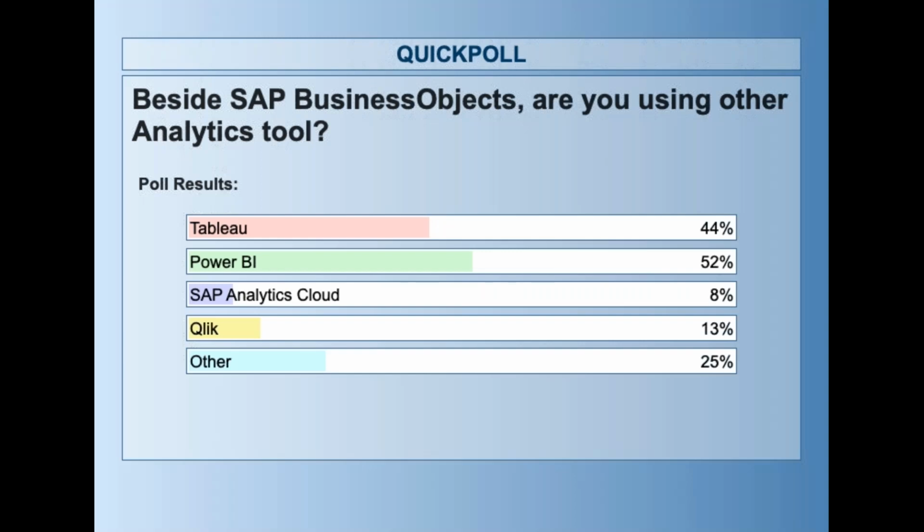To show the results, this is interesting. Tableau is in a backseat behind Power BI in our audience here. SAP Analytics Cloud is bringing up the rear, but a respectable 8%. Qlik, and then 25% other. I see some answers coming in on the questions area. Thank you so much. We appreciate you interacting here.